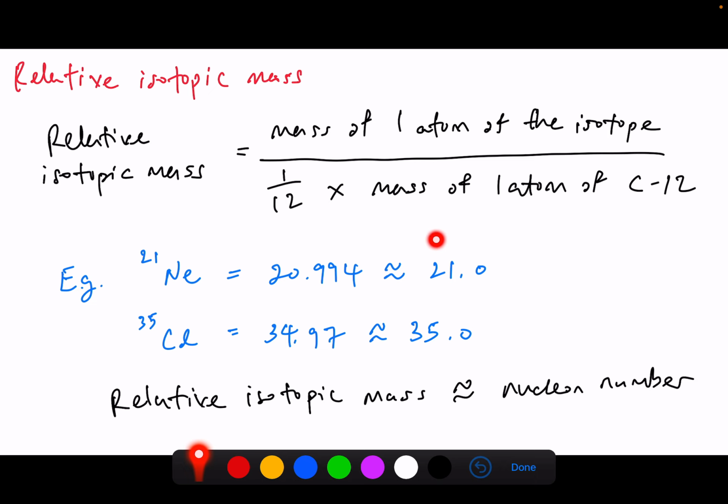You have 21 protons and neutrons in one neon atom here. You have 35 protons and neutrons in this chlorine 35 atom. Therefore, we mentioned this statement: relative isotopic mass is roughly equal to the nucleon number, which is the sum of the protons and neutrons.